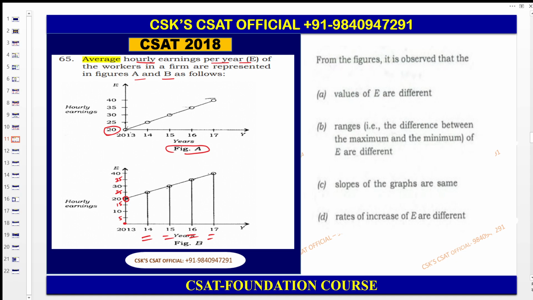Then what would be the slope of the graph here? Check that. The values of E are different? No, the values of theta are the same here. Next, the range, the difference between the maximum and minimum of E are different. That is also wrong. The slopes of the graphs are the same. When the axes are the same, automatically the slopes are going to be the same only. So the slopes of the graphs are the same. Everyone understood? Okay, fine.